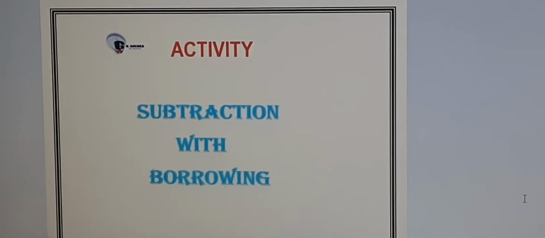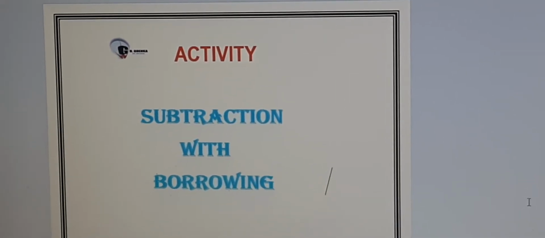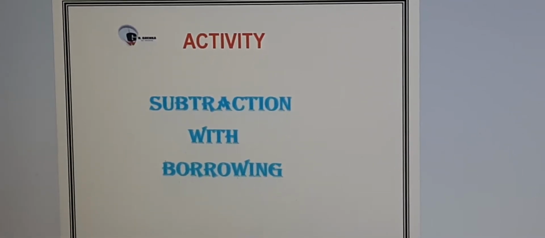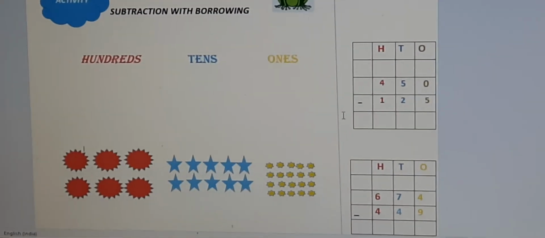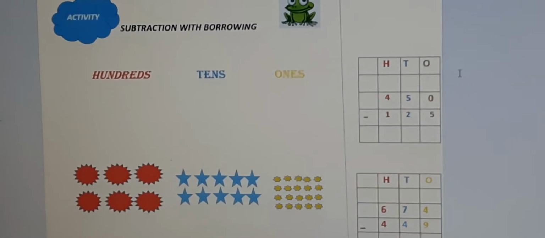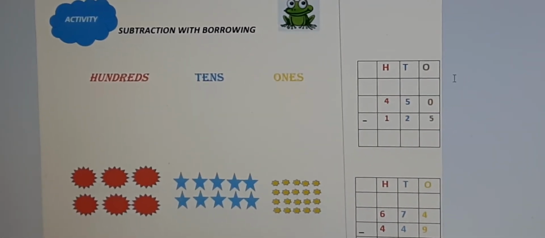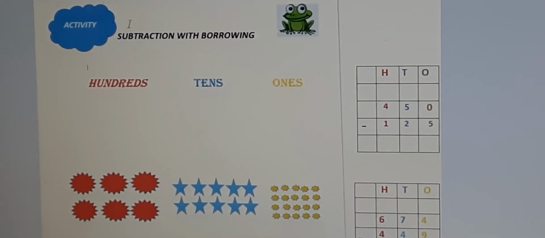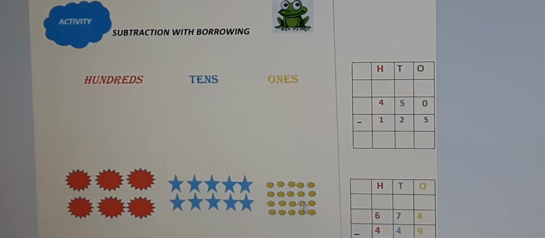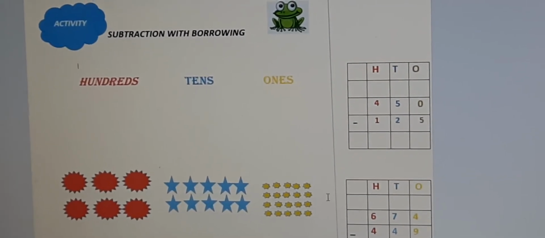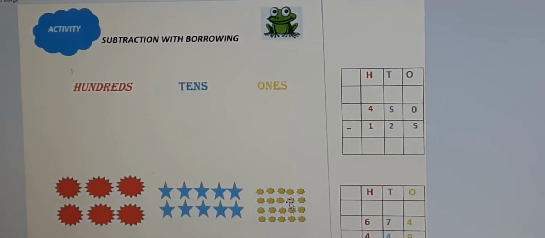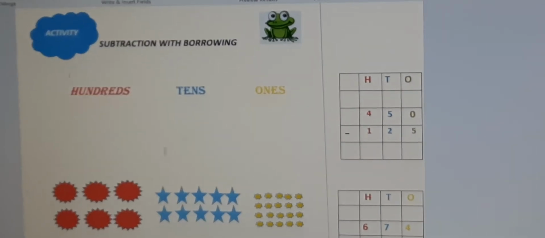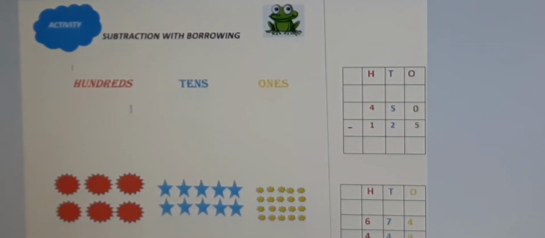I welcome you today in our maths activity, and the topic of our activity is subtraction with borrowing. So kids, this is our activity, but before starting the activity, I will discuss a few points with you. First is that here is a frog and you can see a cloud also. Then there are three types of stars with different shapes and colors. As you can see here, yellow stars represent ones, blue stars represent tens, and red stars represent hundreds.